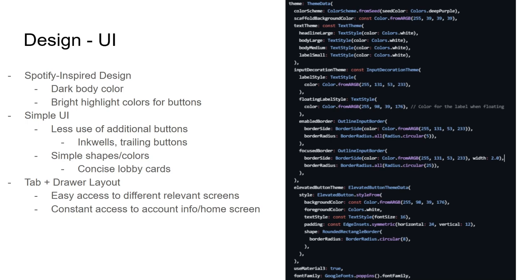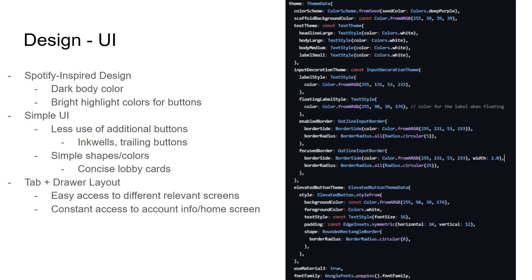And lastly, for the UI, we went for a tab layout as well as an additional drawer that the user has access to on a variety of screens. And the tab layout makes it easy for the user to access important screens from the current screen they're viewing. So, for example, on the home screen, you can view the relevant parties list, past parties list, as well as your own personal songs.